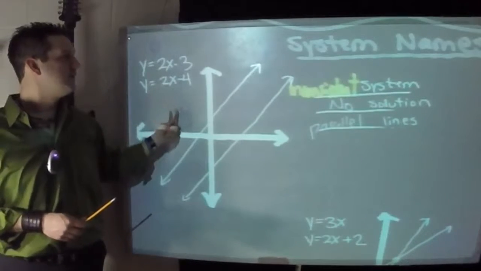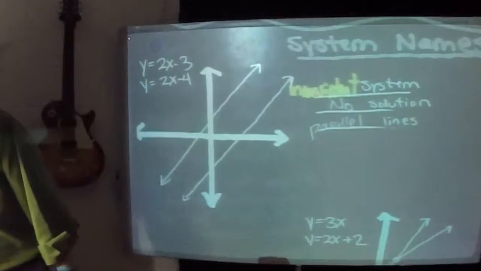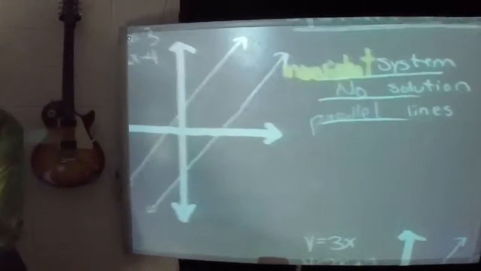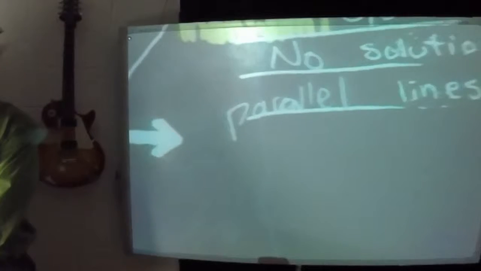Are there two R's in parallel? Or one? P-A-R-A. Okay, gotcha. L-L-E-L. Yeah, that's just my handwriting. Kind of looks like two R's. Yeah, P-A-R-A-L-L-E-L. Parallel line. Hurrah!